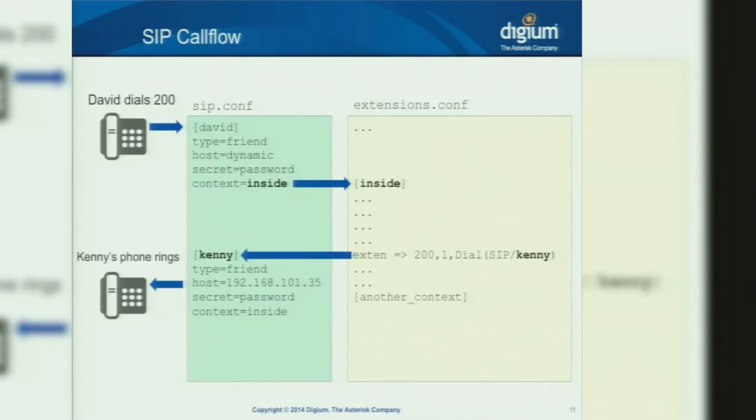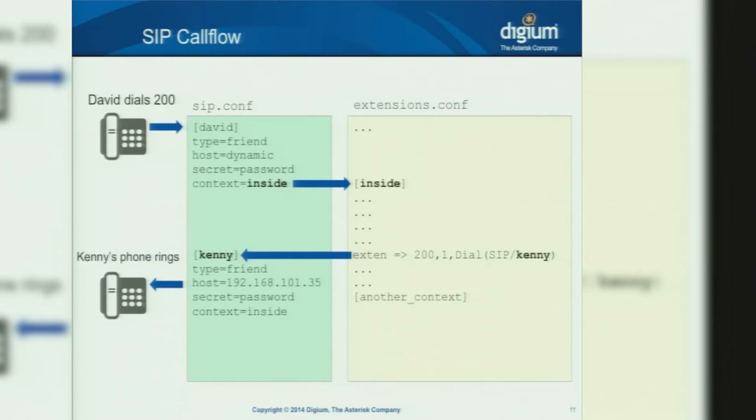Just to tie these together, let's assume that David dials 200 on his SIP phone. So the call comes into Asterisk, and Asterisk will say, okay, you're a friend, so I'm going to check your username. You're David. All right. Which context can you dial? So we go from sip.conf over to extensions.conf. We see, all right, within the inside context, you've dialed 200. Does anything match? Yes, it does. So we're going to dial a SIP endpoint named Kenny. As we saw on the previous slide, that must match a section header in sip.conf. So we can get a call back to Kenny.